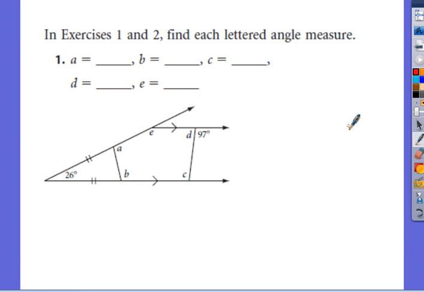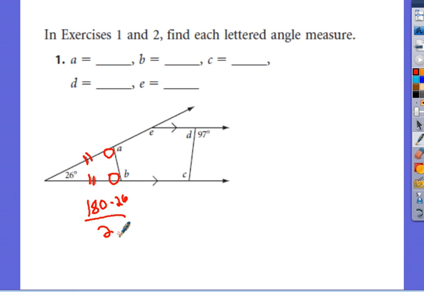Here is another exercise I want to see you try. Exercises 1 and 2, find each lettered angle measure. For A and B, just know that because these 2 sides are parallel, these 2 angles are equal. To find A and B, you're first going to find those 2 circled angles, and you find those by doing 180 minus 26, divided by 2, because they're exactly the same.